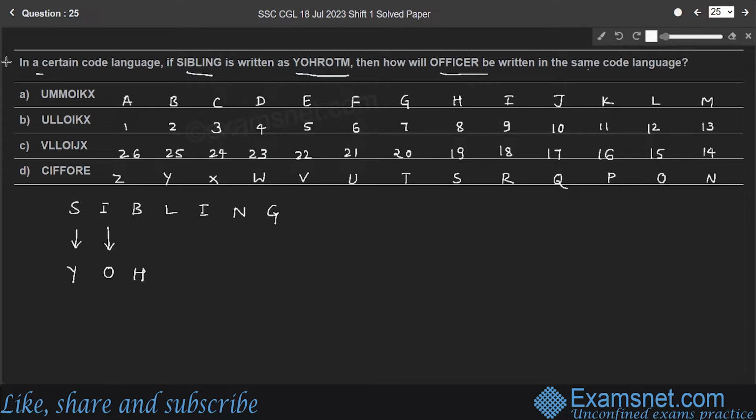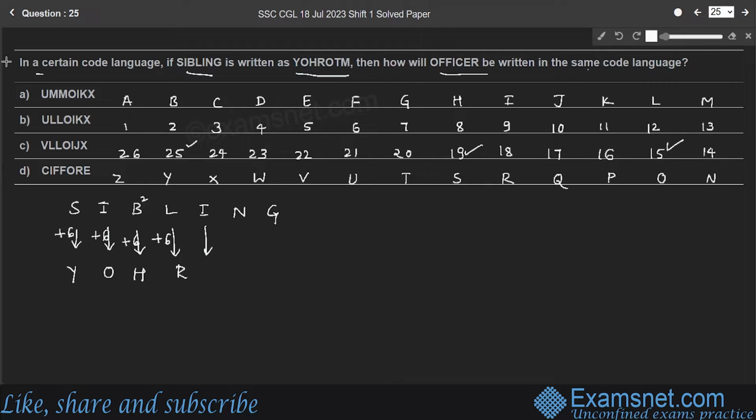Relation between S and Y: the positional value of S is 19, Y is 25. So S plus 6 gives Y. Whereas I is 9, 9 plus 6 is 15, which is O. Similarly, B is 2, 2 plus 6 is 8, which is H. L is 12, plus 6 is 18, which is R.